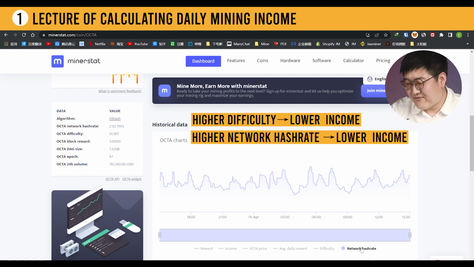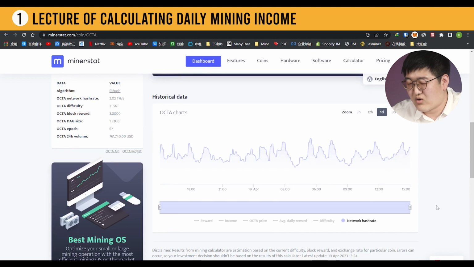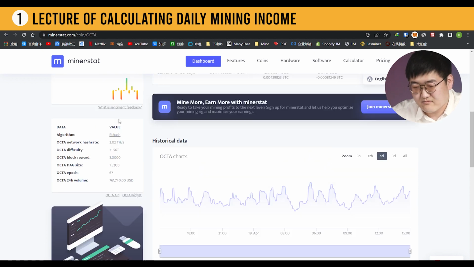So if the network hash rate is high, your daily mining income may be lower, but not exactly, because there are some other factors also affecting it, especially this OCTA price, which is the coin price. Supposing you are earning 8 OCTA compared with 10 OCTA before, but the coin price is now $1 compared with 0.5 before, you are actually earning more. So the network hash rate is one of the most important data points you need to check out.